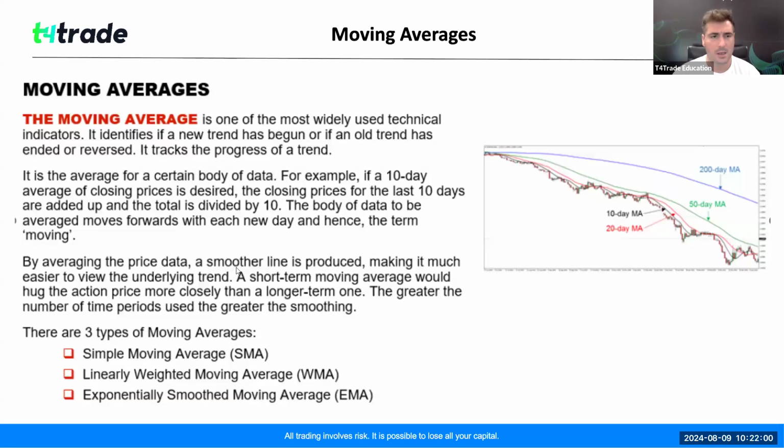So it is the average of a certain body of data. So the 10-day uses the closing prices of the past 10 days. It compiles them. So it adds all those values, those close prices of the past trading sessions together, and then divides that by 10 and you get the average. That's essentially what moving average means.